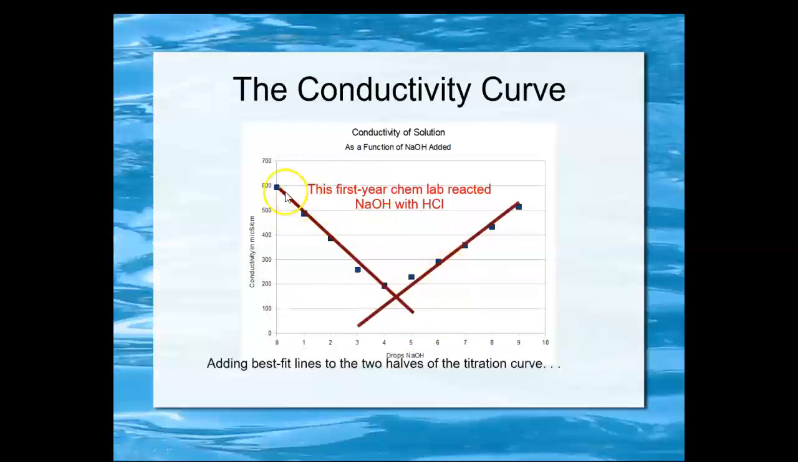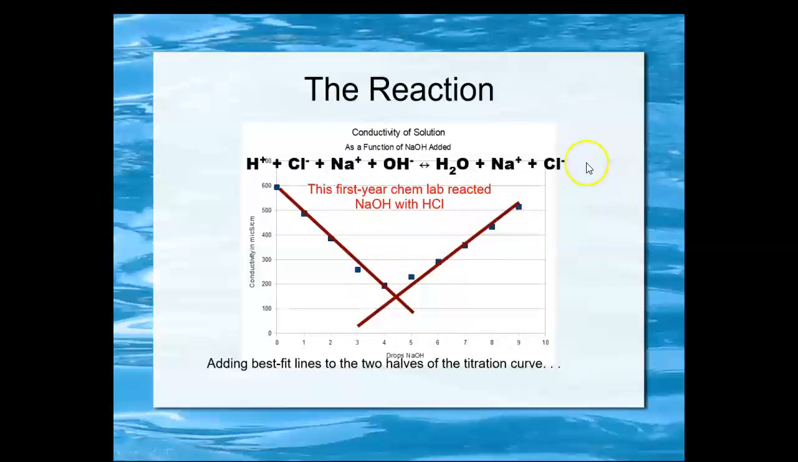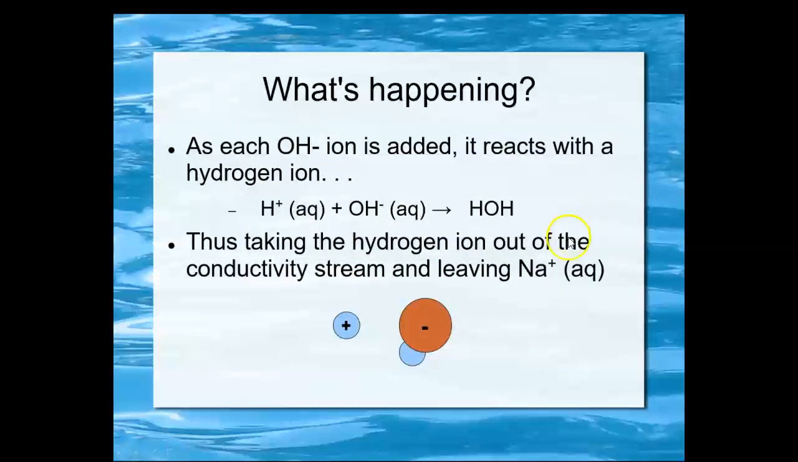Now, we then add a best fit line, 2 lines actually, to first of all this decreasing concentration versus drops, and then to this increasing, we see an increasing conductivity. And we write down the full equation. You might want to write the net ionic equation that you can derive from this very easily. And when each hydroxide ion is added, it's reacted with hydrogen ion. And you can see that here is your net ionic equation.